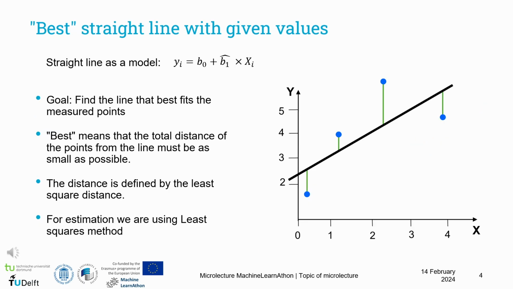The goal of regression is to determine the line that fits the data most accurately. Best fitting refers to the line that minimizes the sum of the squared differences between the observed data points and the line itself, a technique known as the least squares method.